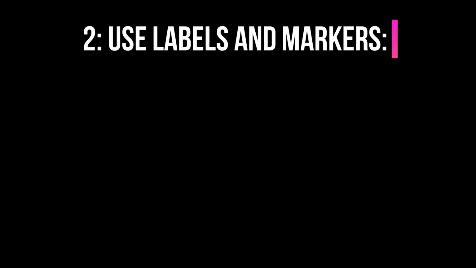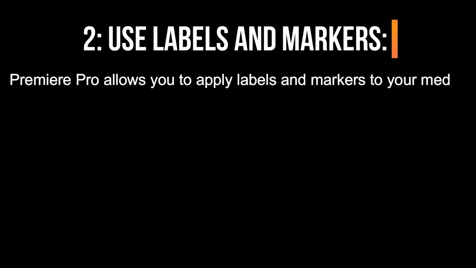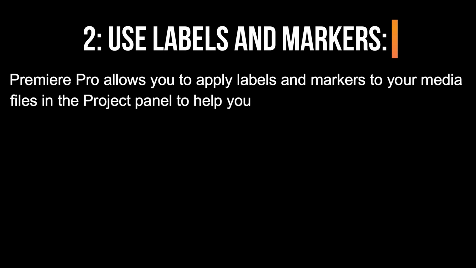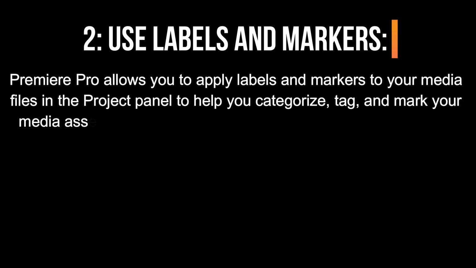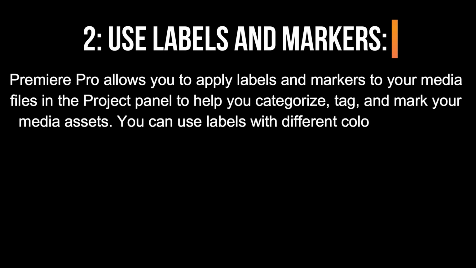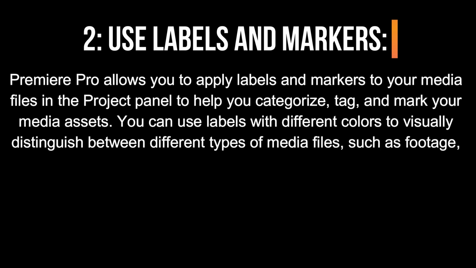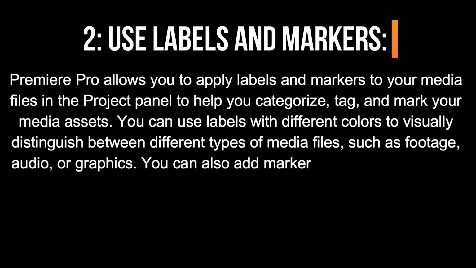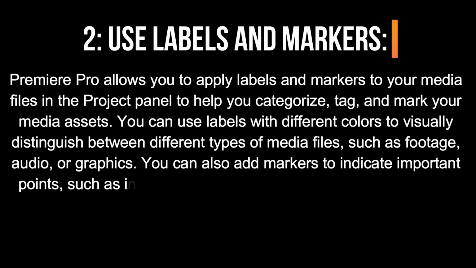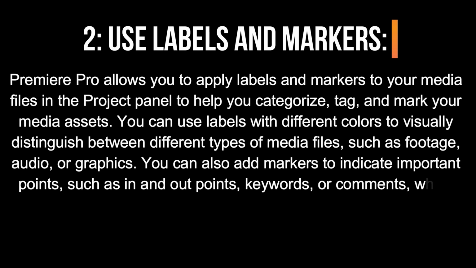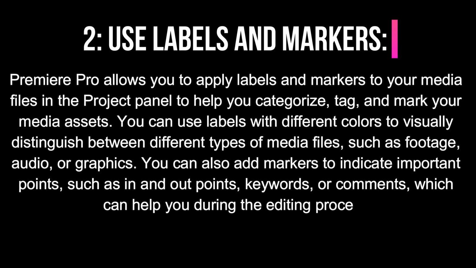2. Use labels and markers. Premiere Pro allows you to apply labels and markers to your media files in the project panel to help you categorize, tag, and mark your media assets. You can use labels with different colors to visually distinguish between different types of media files, such as footage, audio, or graphics. You can also add markers to indicate important points, such as in and out points, keywords, or comments, which can help you during the editing process.